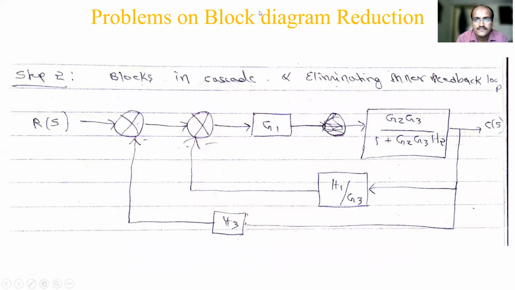So the blocks in cascade and eliminating the minor feedback loop I will do in a single step. Okay, so that E3 summing point was removed. So this is the answer you got, G2 G3 by 1 plus G2 G3 into H2. So next you will have again G1 in series with this, so I can combine, it becomes G1 G2 G3 and that becomes your new G. And then H1 by G3 becomes your H part.